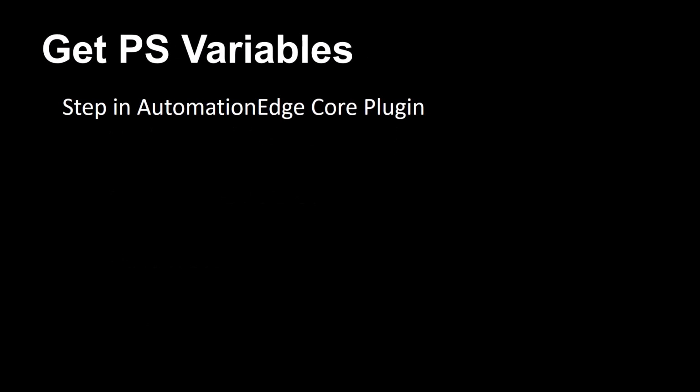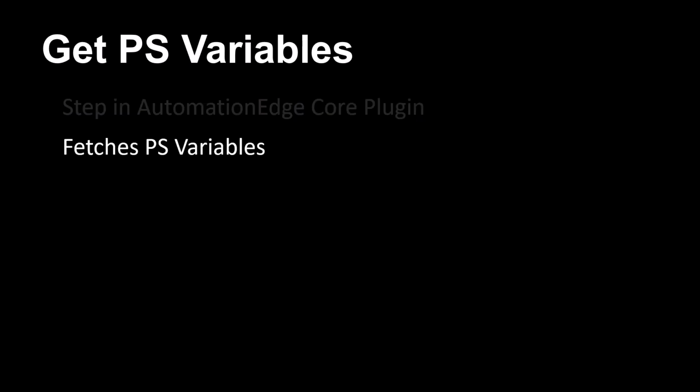Let us describe the Get PS Variables step. Get PS Variables is a step in the AutomationEdge core plugin in Process Studio. The Get PS Variables step explicitly retrieves or fetches PS variables and values. If you do not wish to explicitly retrieve the values using the Get PS Variables step, you can also directly call the variables in step fields by using a metadata string containing the variable scope and name in braces appended with a $ sign at the beginning.